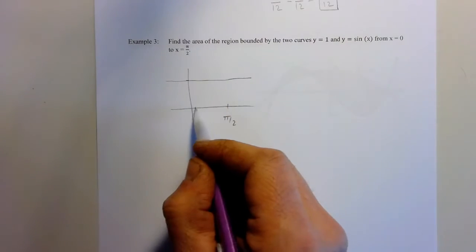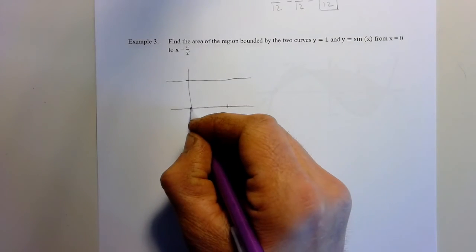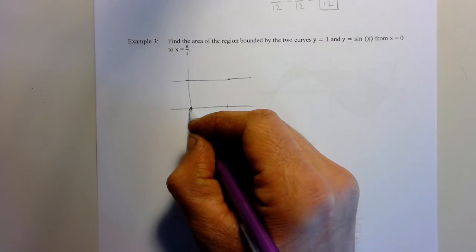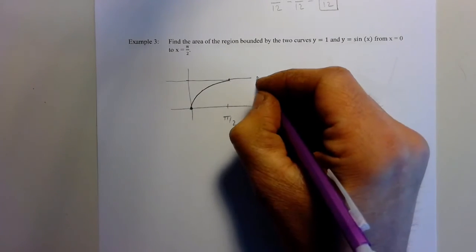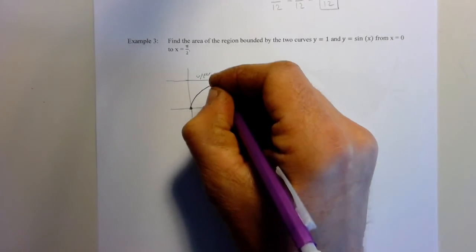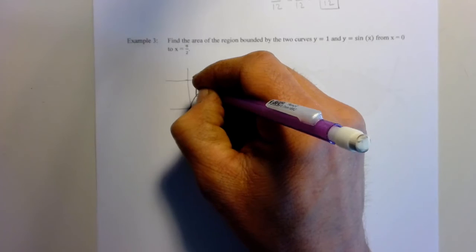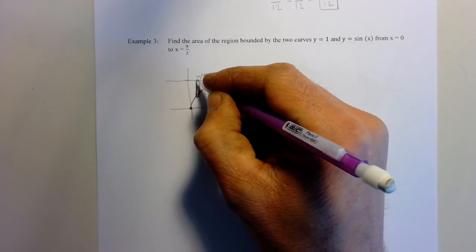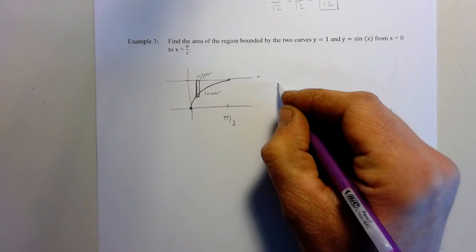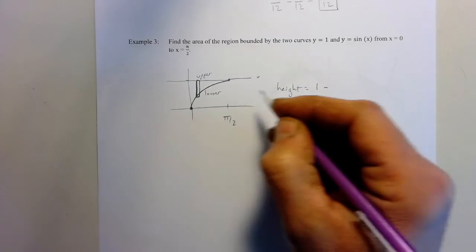Let's see, sine of this, plug in a value. So sine of 0 is 0. And sine of pi over 2 is 1, so the curve is kind of going up like this. Even if you don't remember perfectly what the shape is, the important thing is you know that this one's the upper and this one's the lower. So here's my rectangle right here. Okay? So the height of the rectangle is the upper minus the lower. The upper being 1 and the lower being the sine of x.